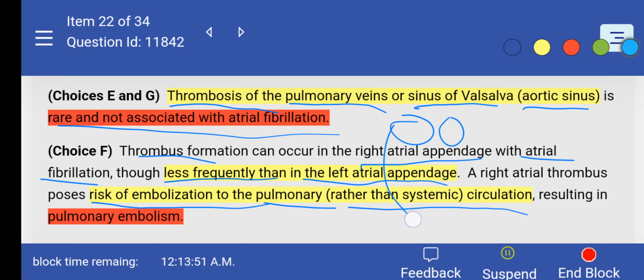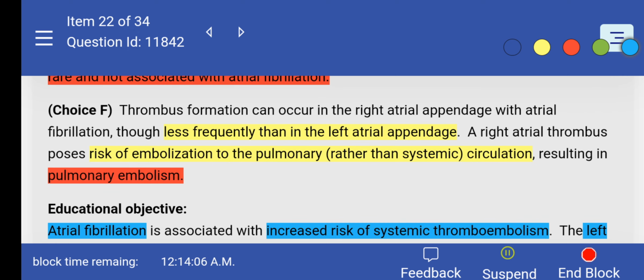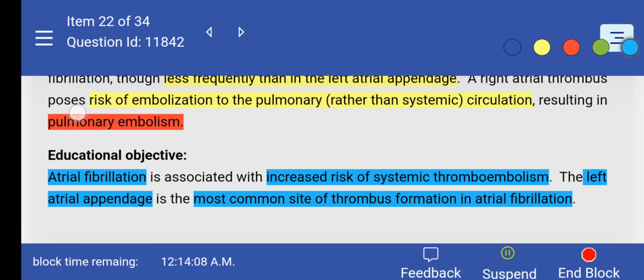Let's say this is the heart. If the problem is on the right side, that will go to the lungs. If the problem is on the left side, that will go to the systemic side. So this is the difference. For example, that would lead to pulmonary embolism. Atrial fibrillation is associated with increased risk of systemic embolism. We talked about this. The left atrial appendage is the most common site of thrombus formation in atrial fibrillation.